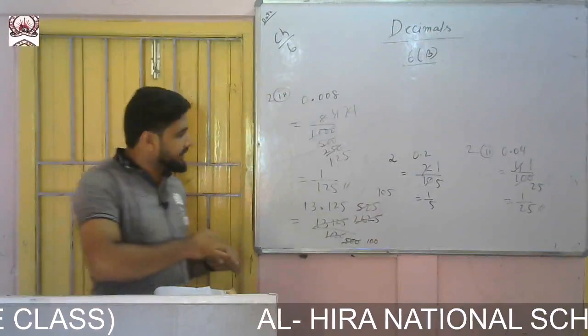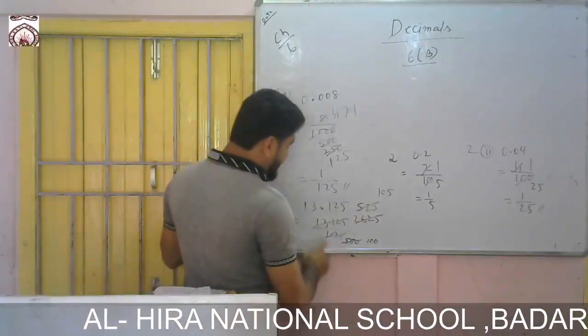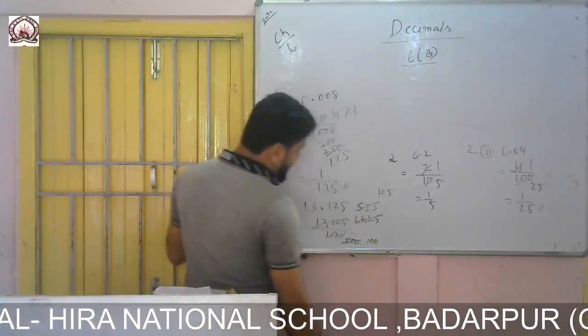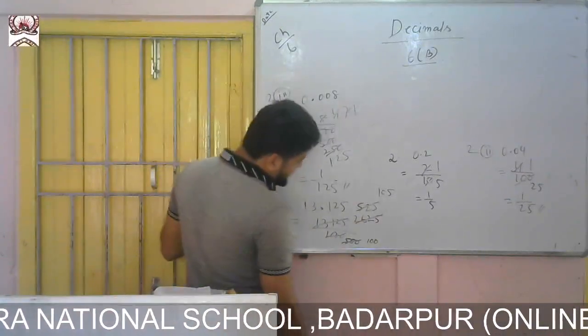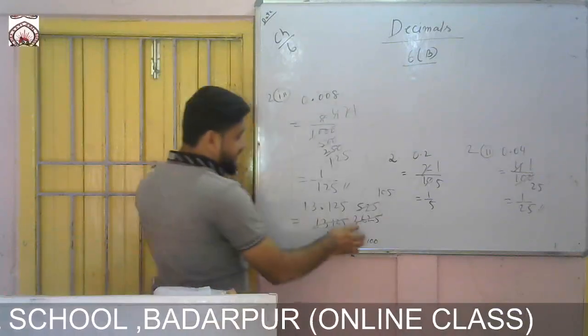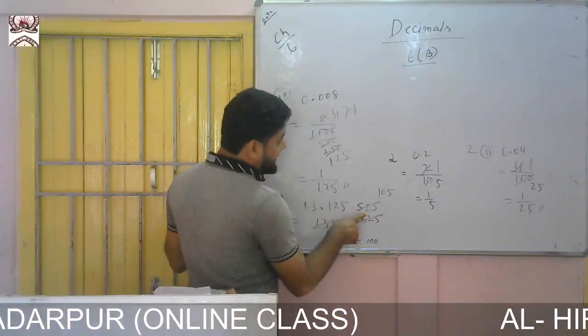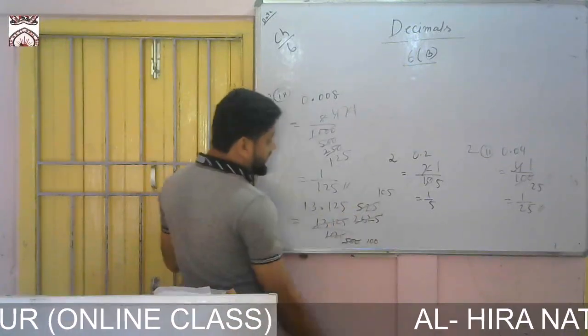So what? If you cancel this one, wait, what is there? 1 3 1 2 5 5 2 5. So if I do like this, 5 5s are 25. Here remain what? 112. 5 2s are 10. Remain what? 5 5s are 25.